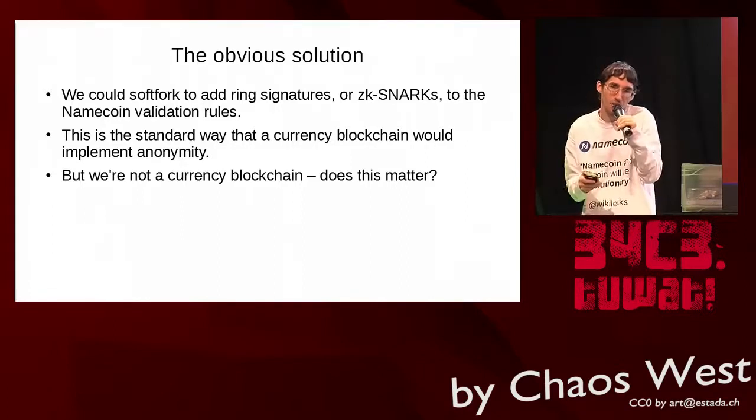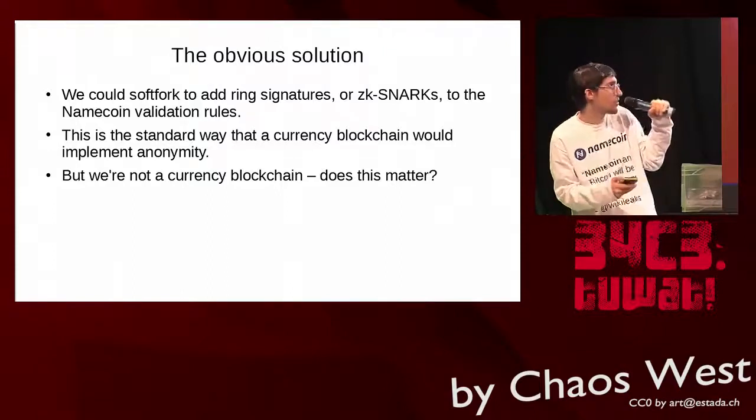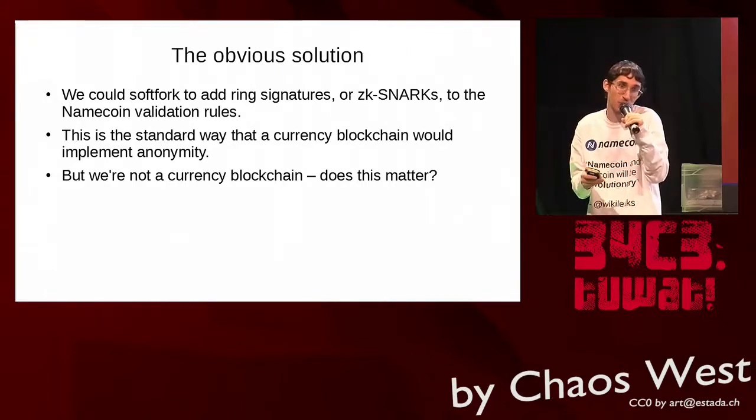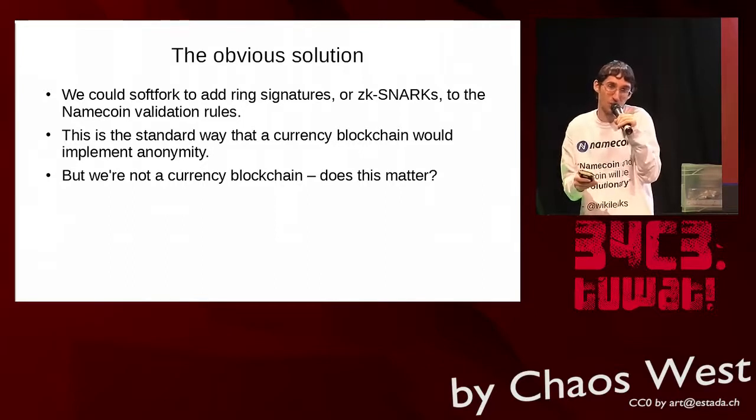And so the obvious solution that we considered, and a lot of people have suggested to us, is, oh, well, you should just do a soft fork so that you can add ring signatures from Monero or zk-SNARKs from Zcash. And that way you'll have all the same anonymity features that Monero or Zcash would have. And this is interesting because that assumption derives from what you would do in a currency blockchain. Namecoin isn't a currency blockchain. You can use it as a currency, but the primary use case is naming. And so it's not at all clear that that assumption holds well.